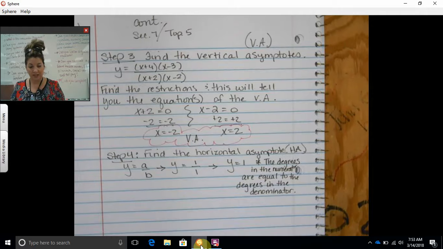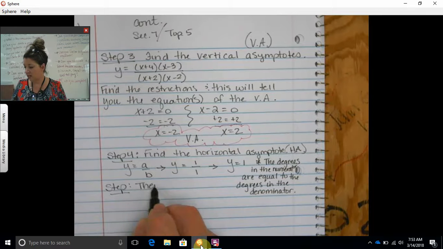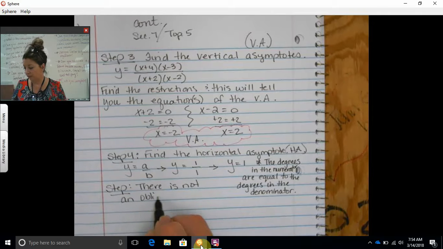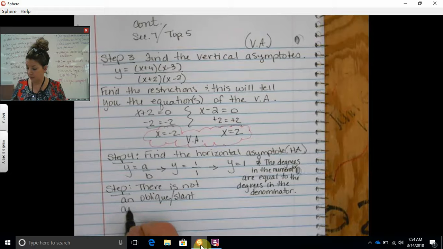So step 5 says, determine if you have an oblique or slant asymptote. This only occurs in rational functions when the degree of the numerator is 1 degree greater than the degree of the denominator. Well, our degrees were equal, right? So if they're equal, we can't have an oblique asymptote or a slant asymptote. Two words mean the same thing. So step 5, there is not an oblique, or if you want to call it slant, asymptote.